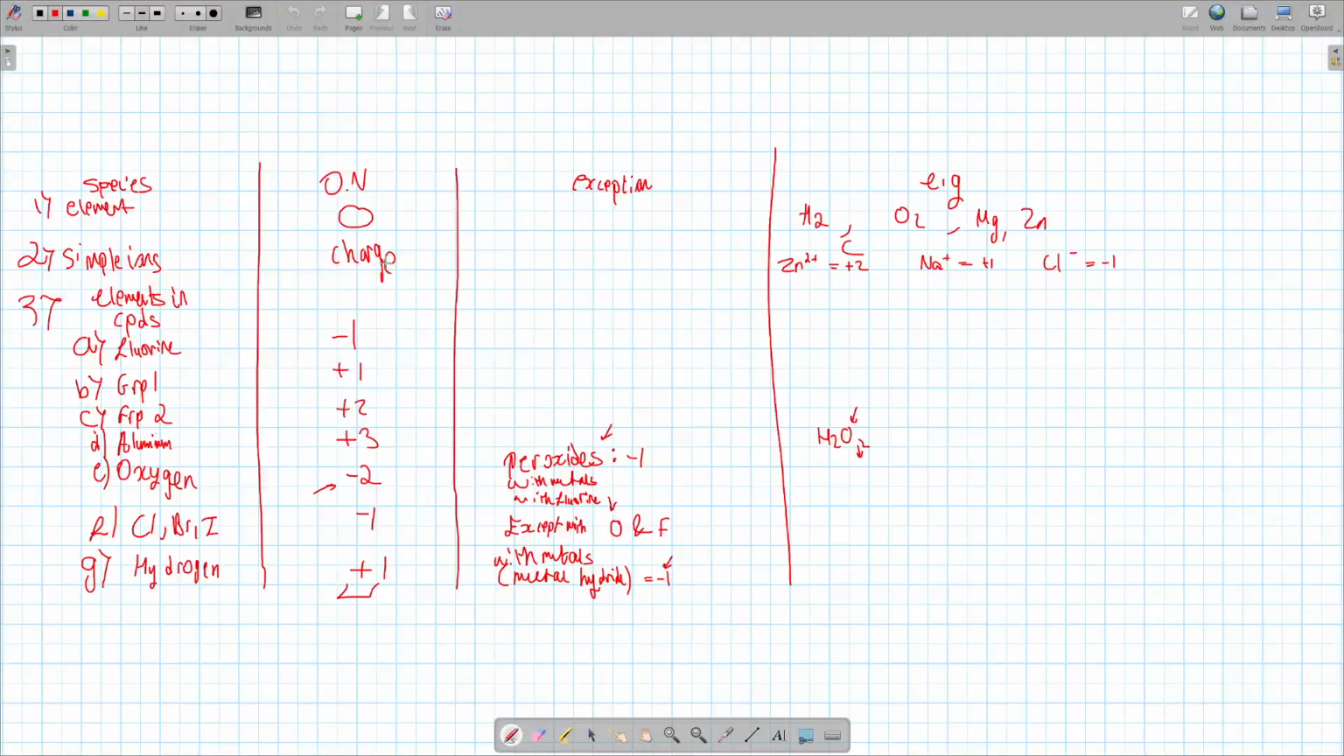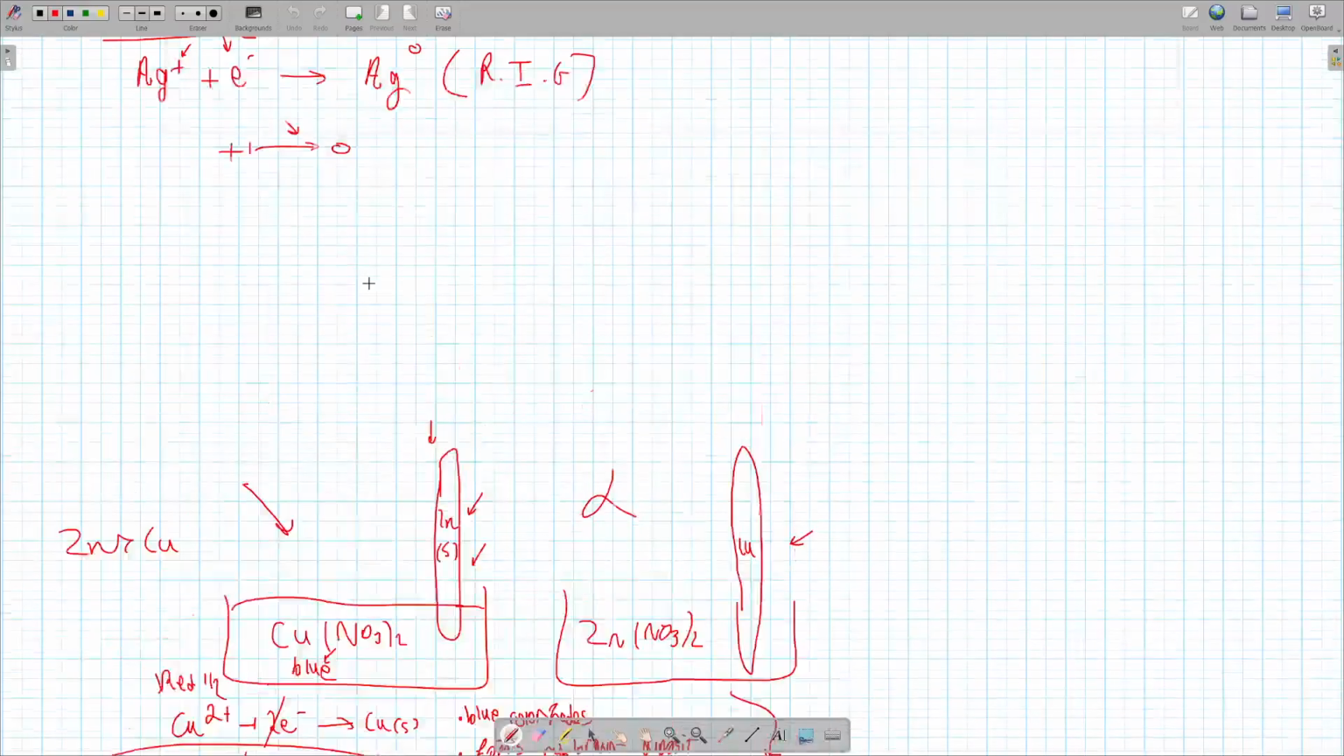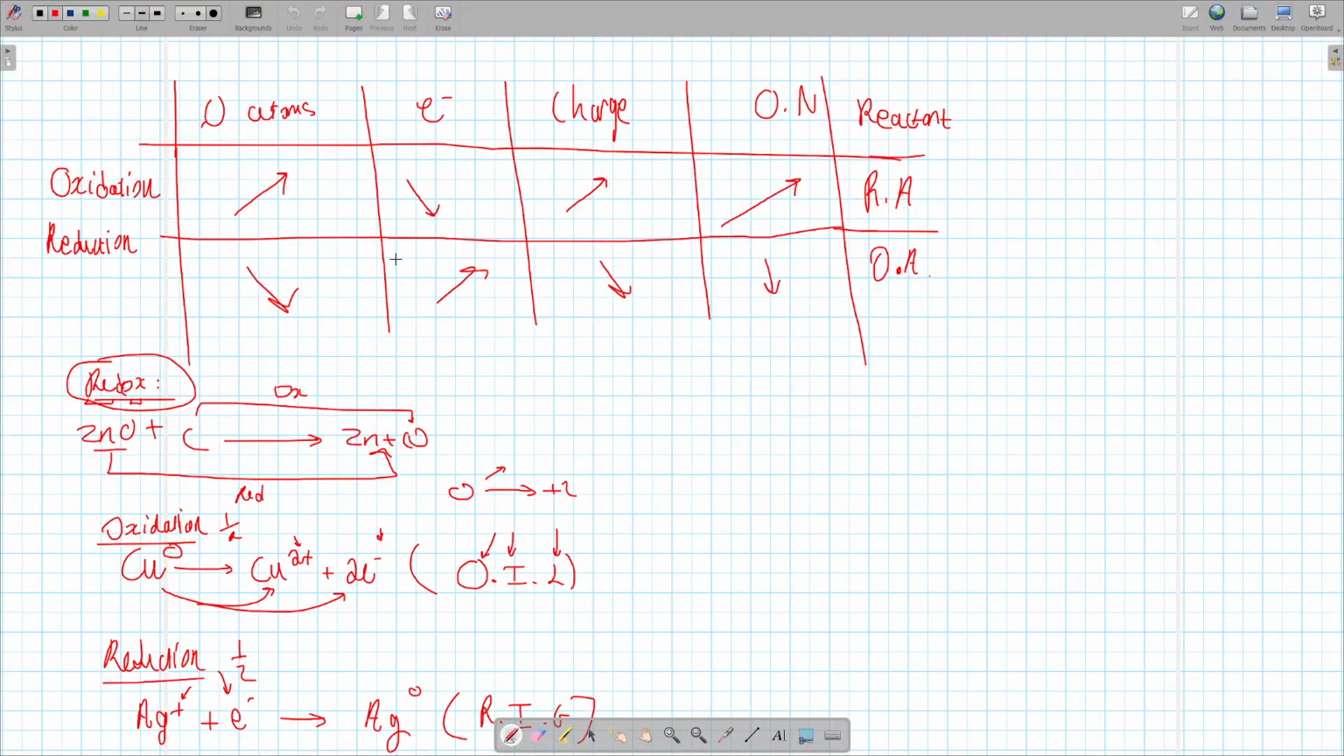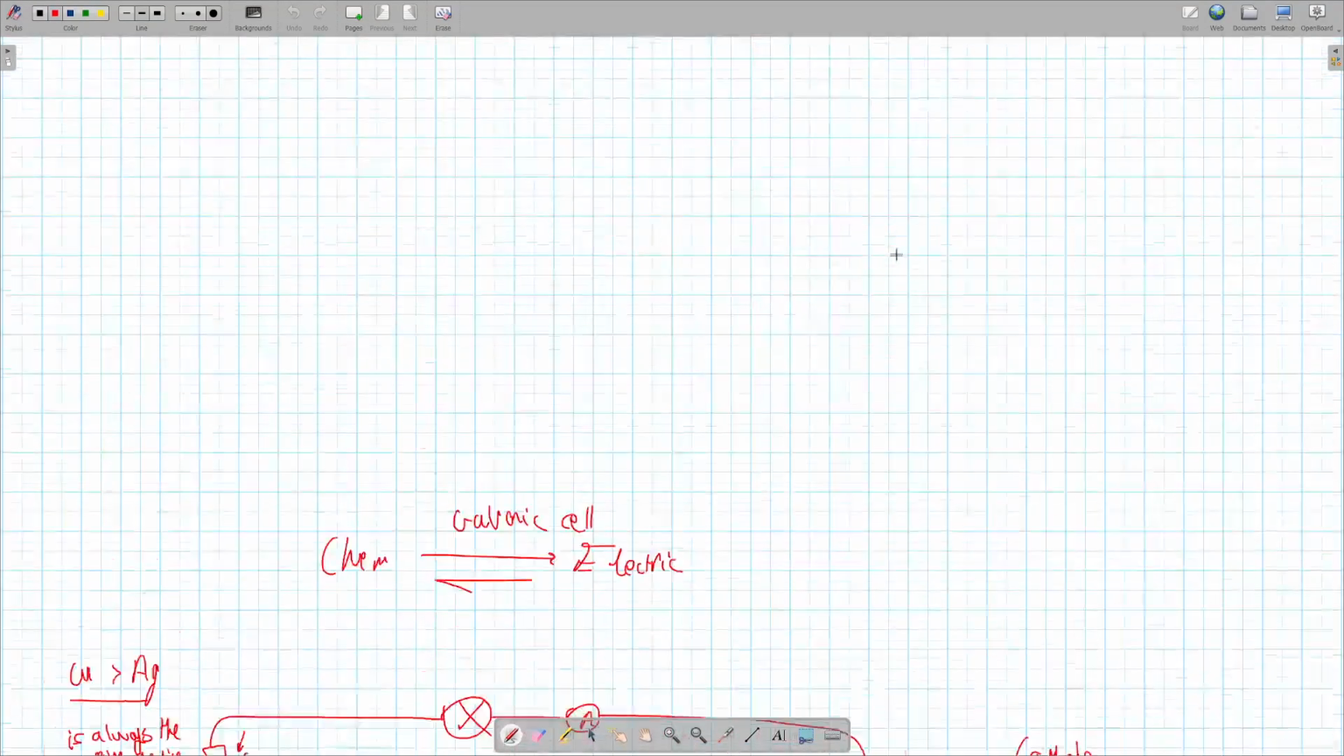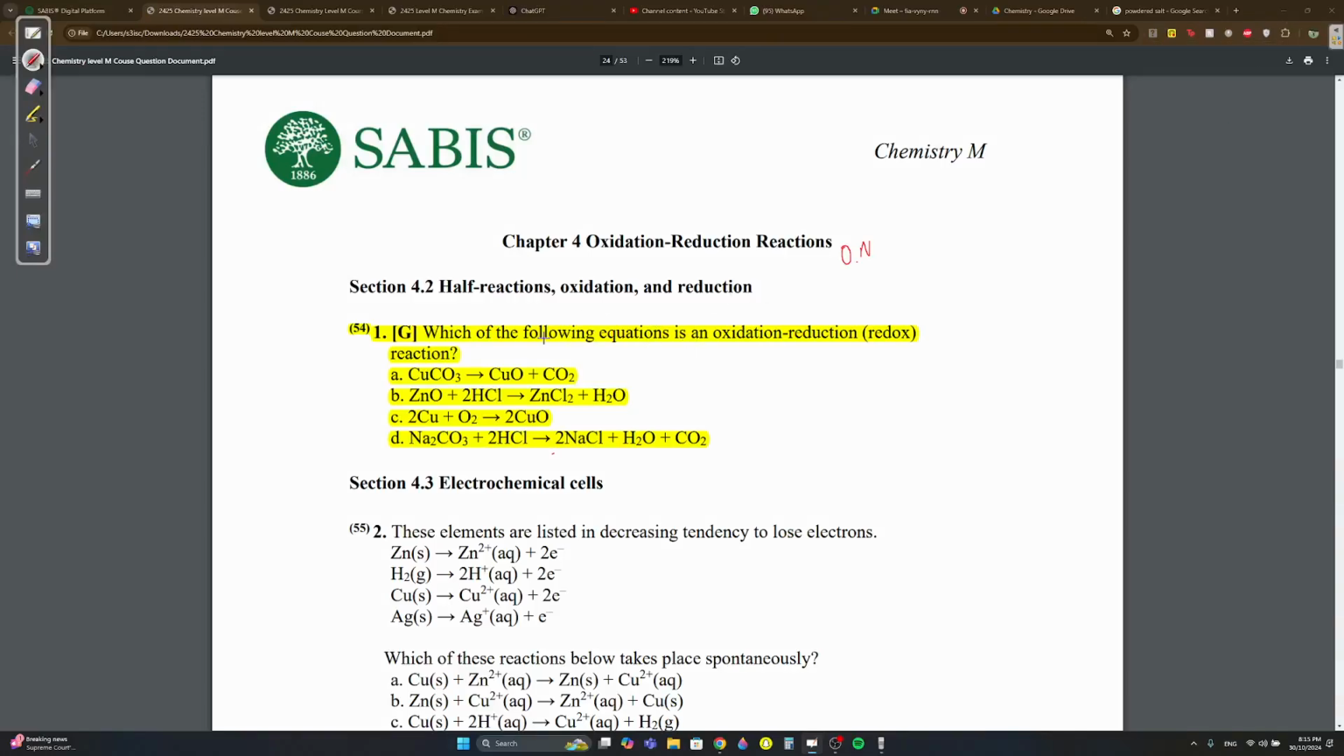The most important ones here are oxygen. You should know that if the oxidation number increased, it's oxidation. If the oxidation number decreased, then it's reduction. So let's take a look.